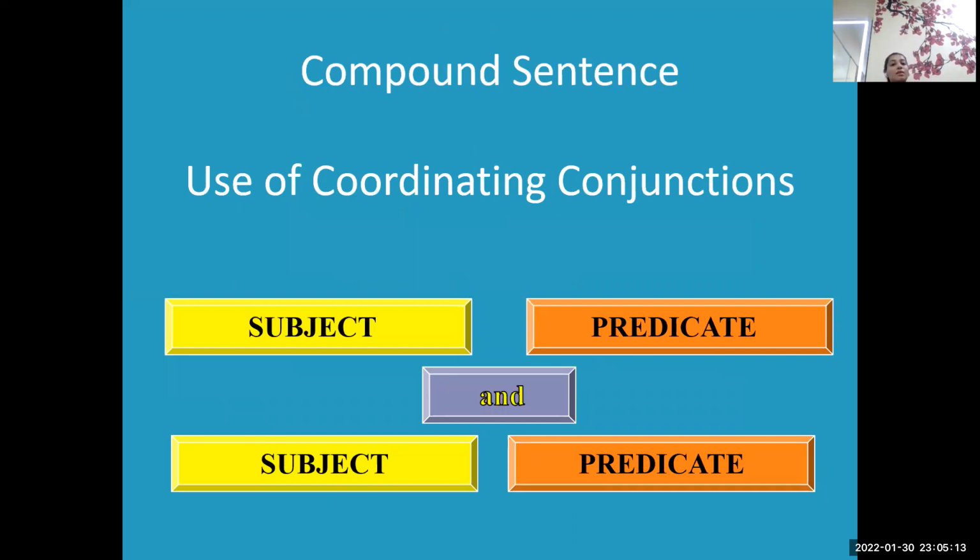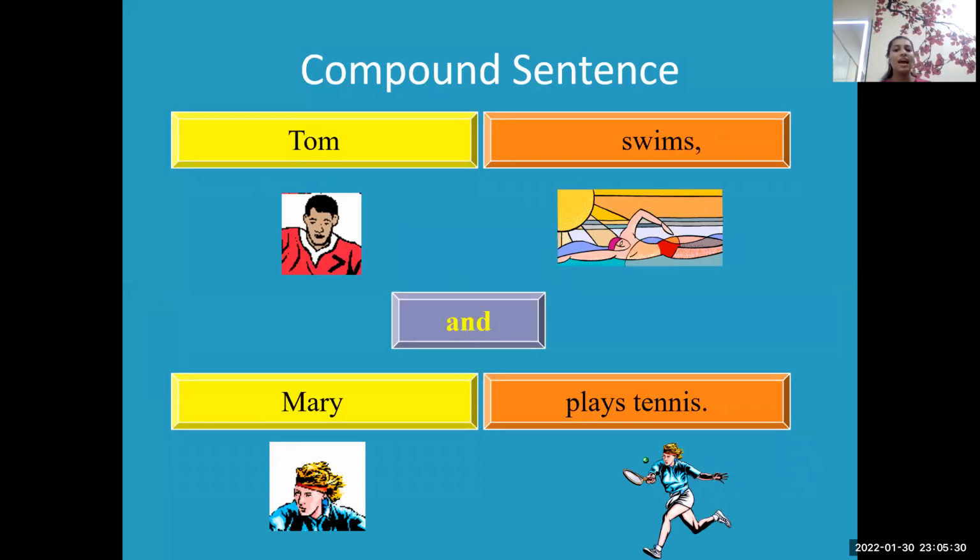In a compound sentence, you'll usually see that coordinating conjunctions are used, as I mentioned before. So your sentence will be something like subject and predicate, and subject and predicate. Let us take an example: Tom swims and Mary plays tennis. Here, in the first part of the sentence, before the and, Tom is a subject and swims is a predicate. Then, with the use of a coordinating conjunction, the second part of the sentence continues, where Mary is a subject and plays tennis is a predicate.